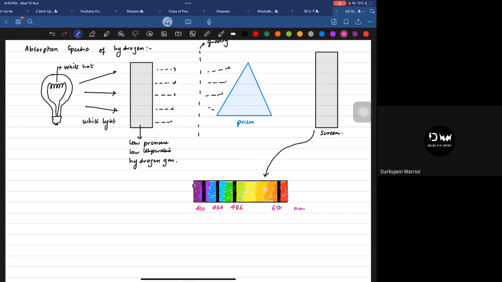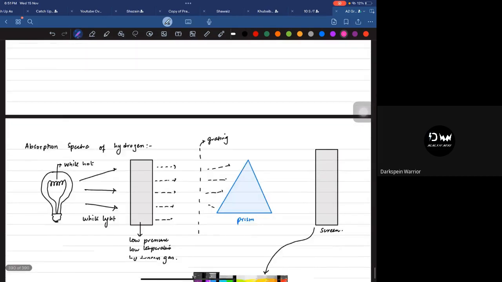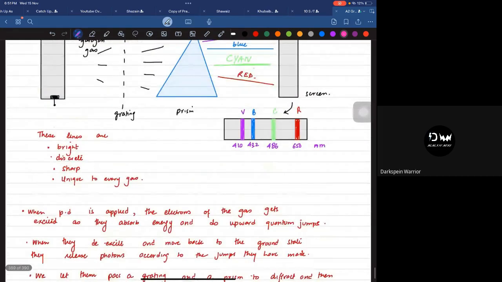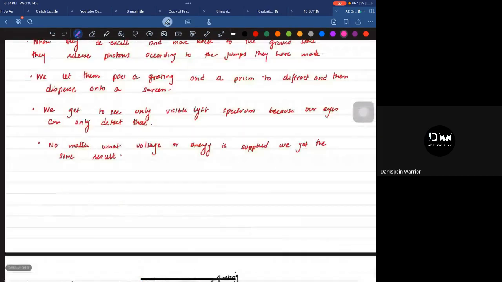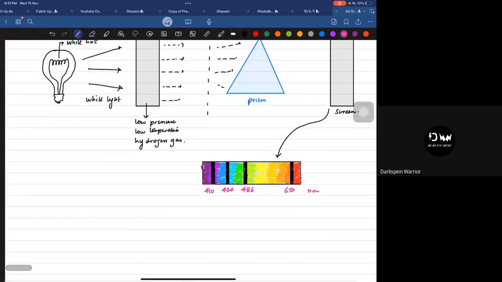Why? Because these black lines correspond to those photons which were absorbed by the electrons so they could make an upward jump. The rest of them, they did not need those photons, so they let them go. Is it clear? So basically, it's like an inverted version of what we do here. Understood?